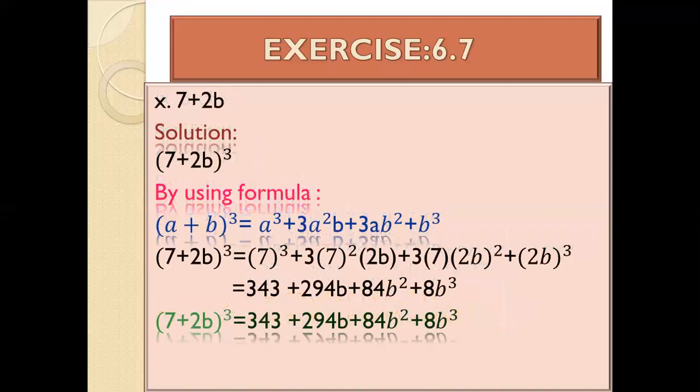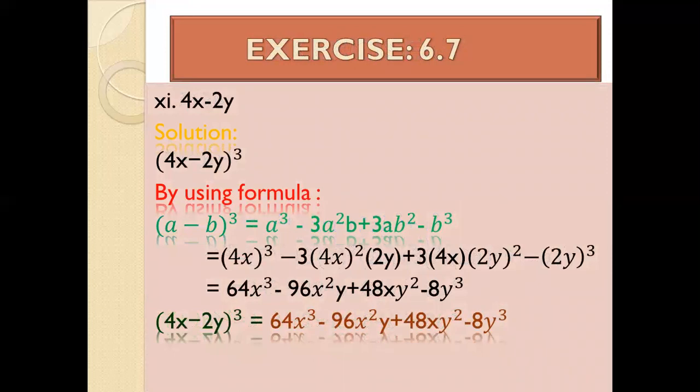Come to the next part. This is (7 + 2b) whole square. Again the plus formula. A is 7 and B is 2b. Put the values. A cube plus 3a square b plus 3ab square plus b cube, and you see that after simplifying we get 343. 7 multiplied by 7 multiplied by 7. You can calculate the cube of 7 directly with the calculator, and also the square of 7. 343 plus 294b plus 84b square and plus 8b cube.